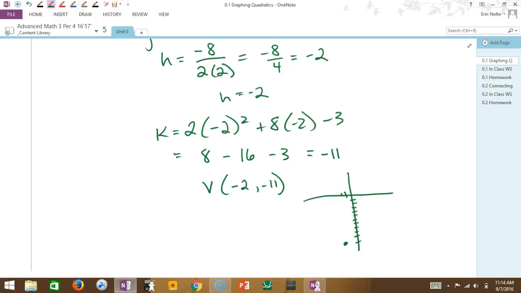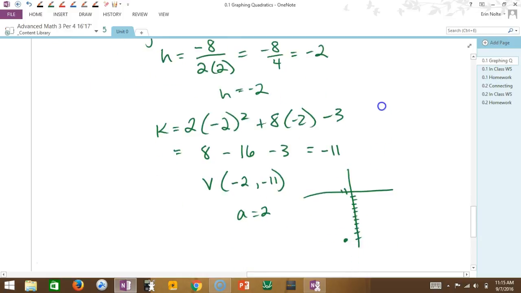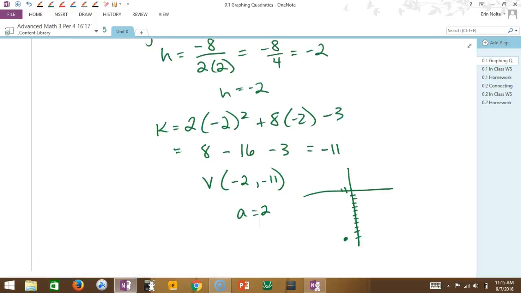Now, I need an a value, right? What's my a value? Yeah, it is literally the same a as from your standard equation. Okay, so the a is 2. Everybody okay with where we got that 2 from my equation up there? Okay, so I'm just going to go slope of 2. I'm going to go up 2 over 1. Boom, ba-doom, boom, boom. Let's label this so I got negative 2, negative 11 is my vertex.